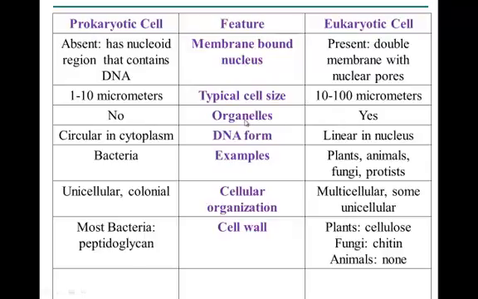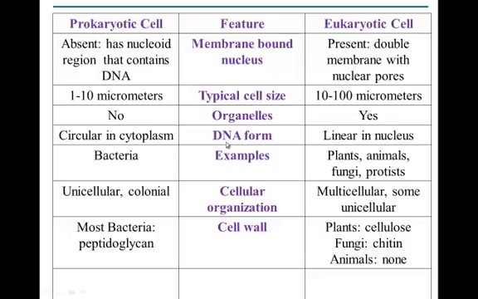The next feature we can compare here are organelles. Now, I am going to define organelles for you, but these are the little structures inside certain types of cells. So these are the membrane-bound structures inside. And we can see that prokaryotic cells lack organelles, while eukaryotic cells have organelles. In fact, the nucleus is an organelle. And so that helps you to understand that that's present in the eukaryotic cells.